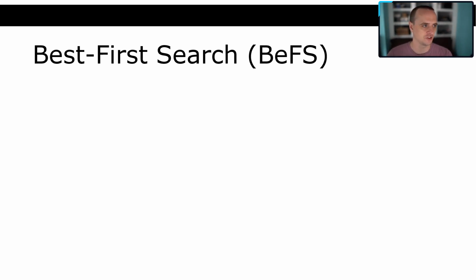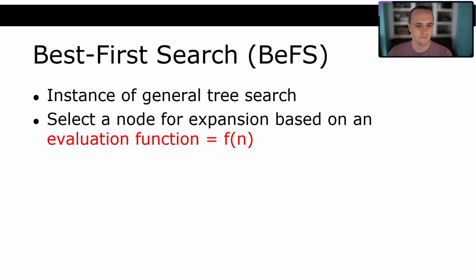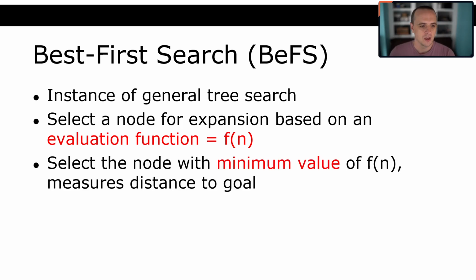So that's breadth-first search. Now we're going to introduce our first informed search, which is called best first search. Because this is also a BFS, we've called this BEFS, so best first search. So try not to get confused between breadth first search and best first search. I know that they're kind of similar when you say them. Best first search is an instance of the general tree search that we've already introduced in the course. However, when we go to select a node from the open list for expansion, we're going to select it based on an evaluation function, okay? And we're going to select the node with the minimum value of this f of n. So f of n is just what we are defining as the function that we want to minimize in order to take a node from the open list.